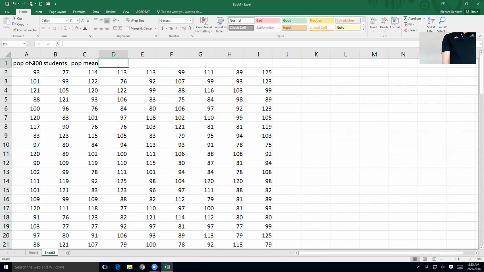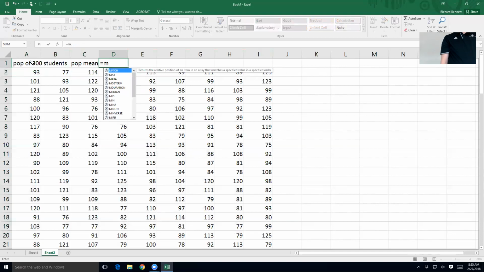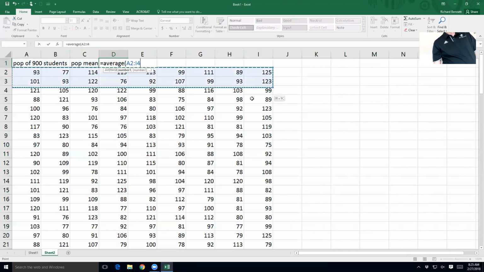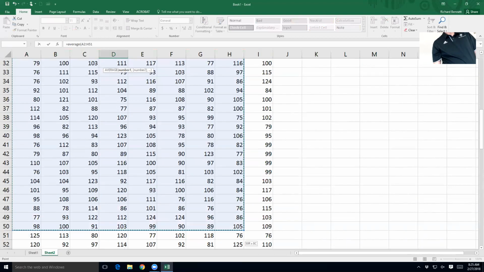No, I don't want to highlight everything just yet. Equals mean. There's no mean command, dang it, because Bill Gates is mean. Yes, average. Curse him, curse Bill Gates. We love all the software, but curse him for not putting mean there. Now you highlight all your data.